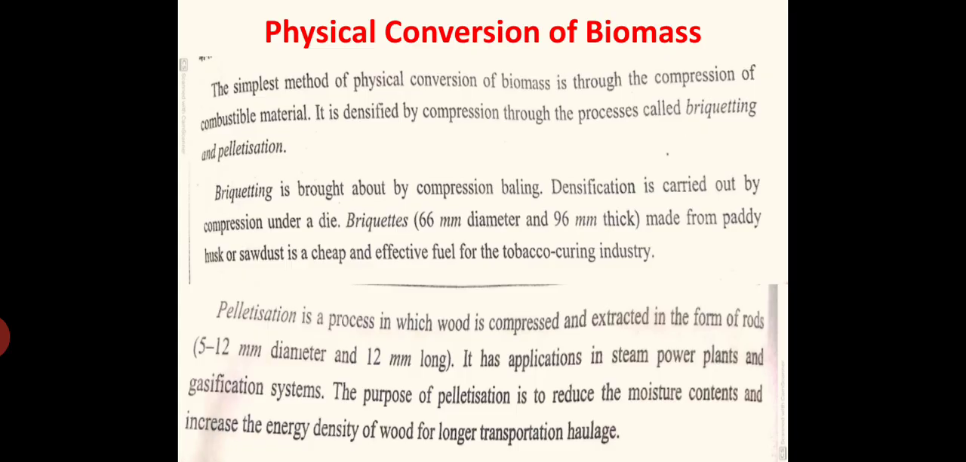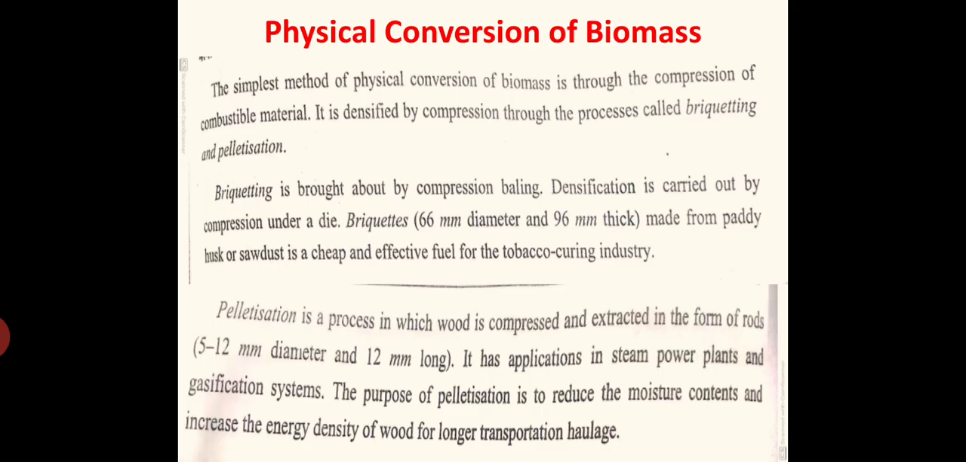If you are just applying the pressure and converting into more density form, then it is called briquetting. And pelletization is a process in which wood is compressed and extracted in the form of rods. See, wood compressed and extracted in the form of rods 5 to 12 mm diameter and 12 mm long has applications. That process is known as pelletization.